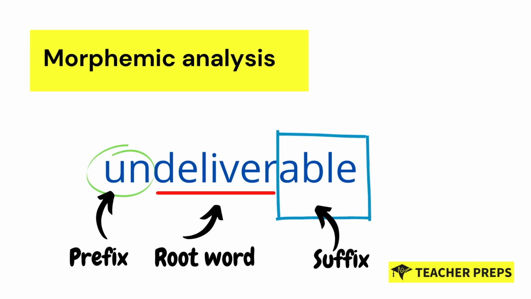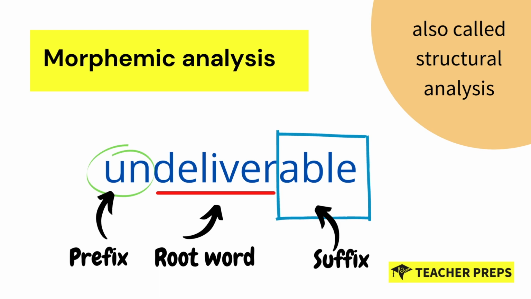Now let's look at how to assess using morphemic analysis, which tests the student's understanding of prefixes, suffixes, and root words, and also compound words. For your exam, keep in mind that morphemic analysis is also called structural analysis. And that's when you look at the parts of a word to determine their meaning. You can have a look at this word here: undeliverable. Prefix plus root word plus suffix.